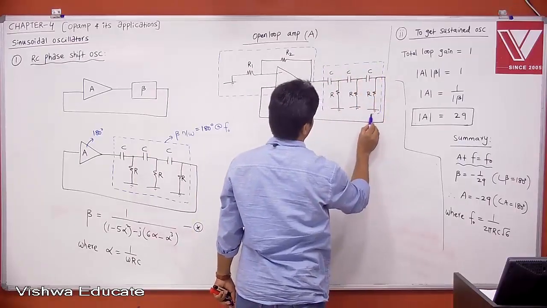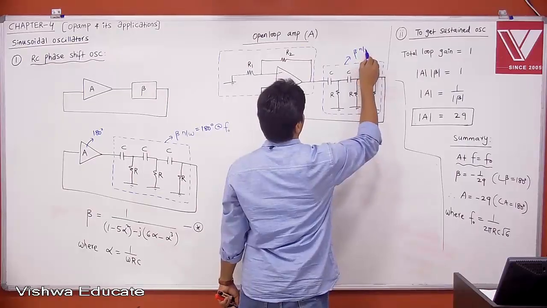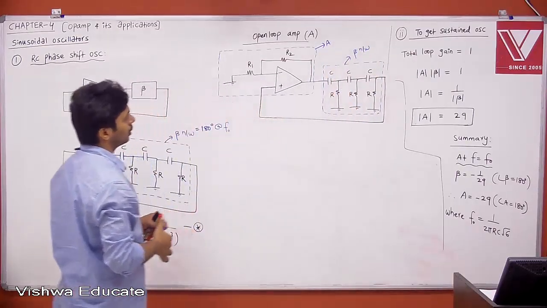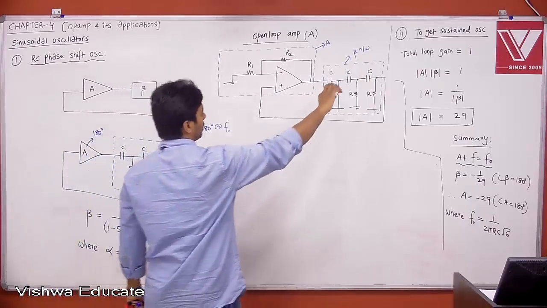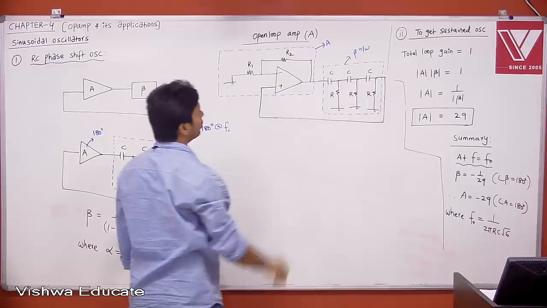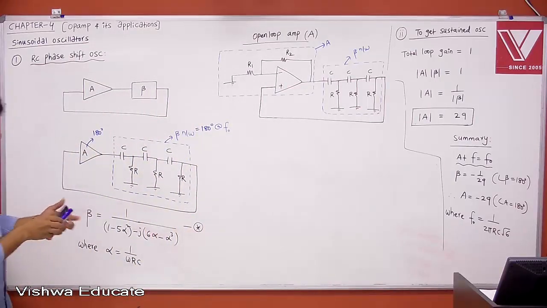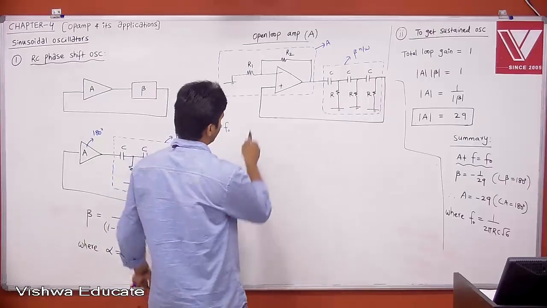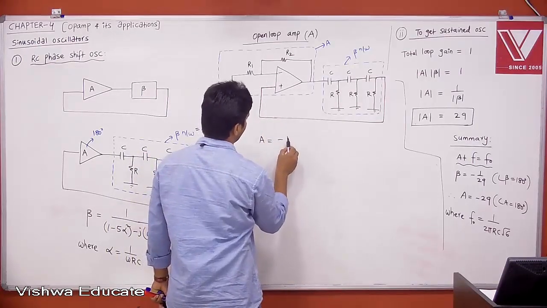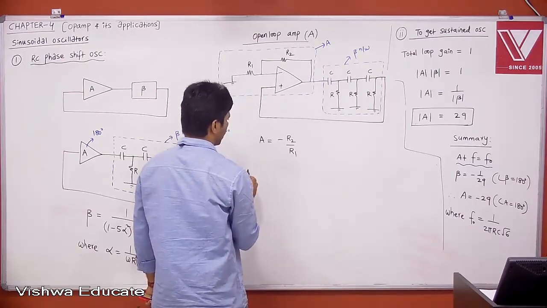Therefore, this is the beta network, and this is your open loop amplifier A. The output of the beta network is given to the input of the open loop amplifier, and the output of the open loop amplifier is given to the input of the beta network. This is completely your RC phase shift oscillator. Therefore, what is A? A is equal to minus R2 by R1.